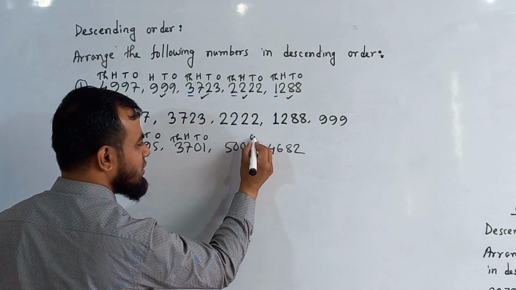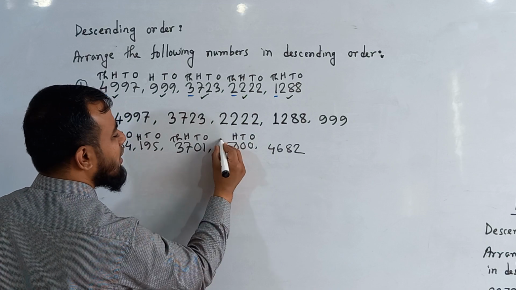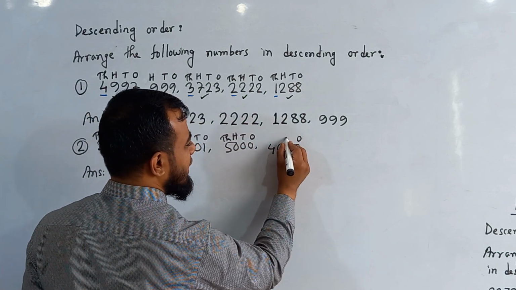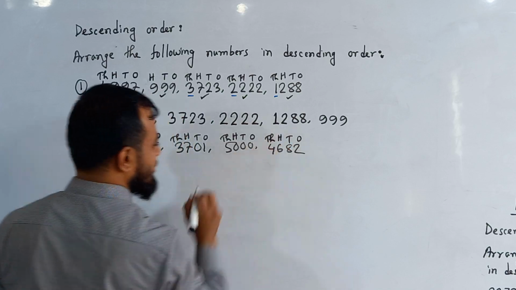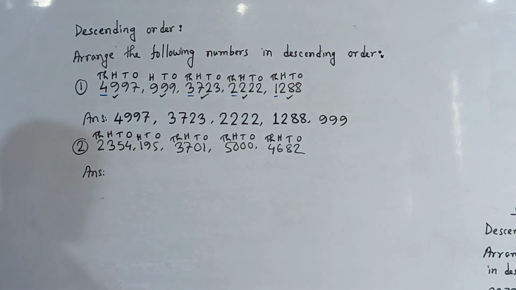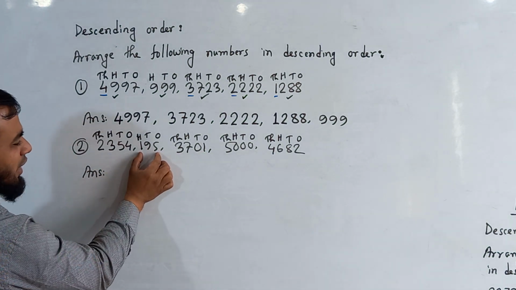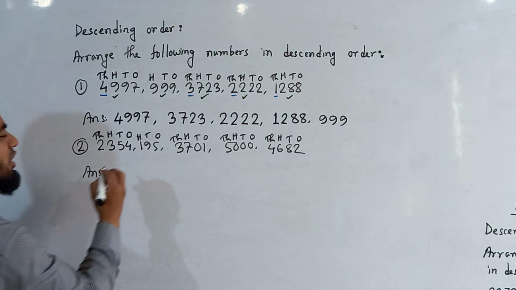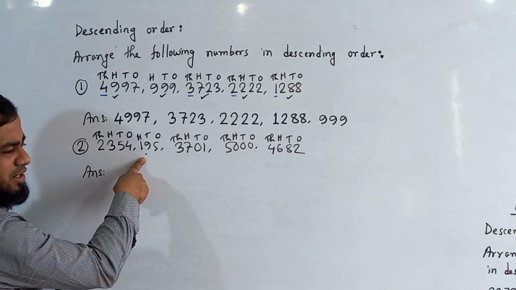This 0 is in the ones, this 0 in the tens, this 0 in the hundreds place, and this 5 is in the thousands place. And the last number, 2 is in the ones place, 8 is in the tens place, 6 is in the hundreds place, and 4 is in the thousands place. Now among these 5 numbers, only this number, 195, has the highest place value of hundreds. So this must be in the last because this is the smallest number.